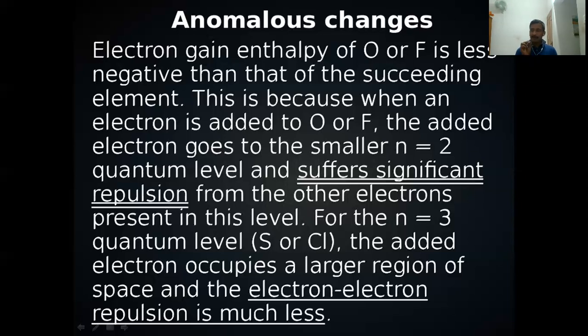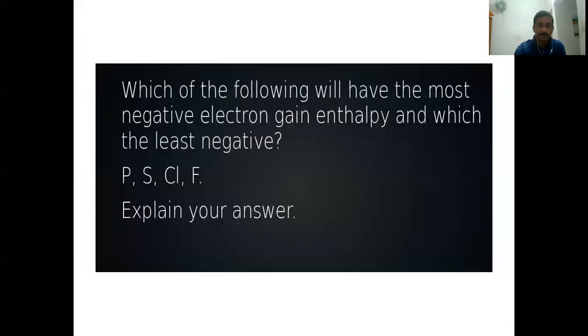So if you are writing answer in a single sentence, what you have to write? The electron-electron repulsion is greater in oxygen than that in chlorine. That is the reason. Similarly, the electron-electron repulsion in oxygen is greater than that in sulfur because of the small size of oxygen. You can write the answer in a single sentence. Okay, I think it is clear to you.